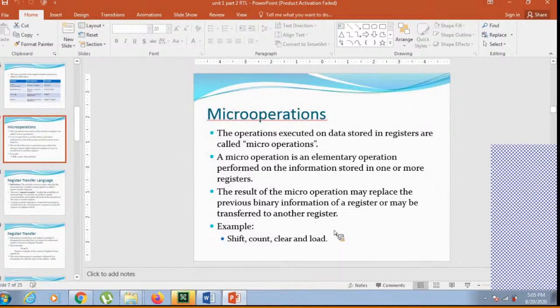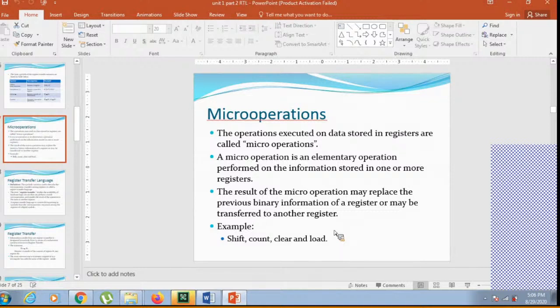Assume that the instruction is something like c equal to a plus b, you will perform the micro operation a plus b and you will store the result into another register c. So if the instruction is something like a equal to a plus b, then you will perform the micro operation a plus b by retrieving the values of a and b from the registers, and you will replace the value of the register a with the new value of a plus b. That is what a micro operation is.